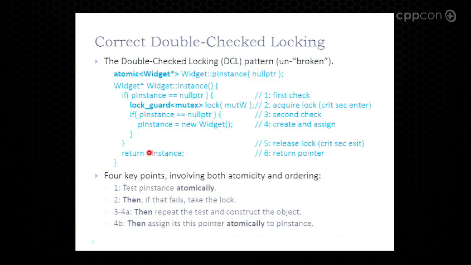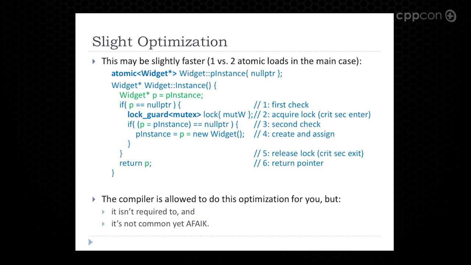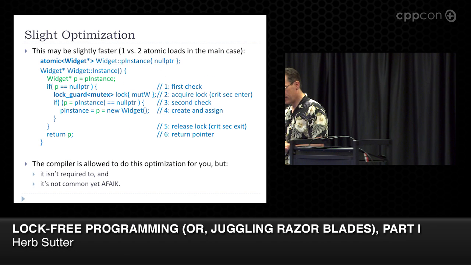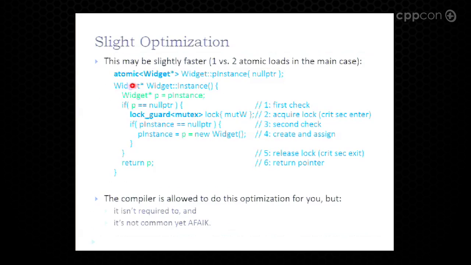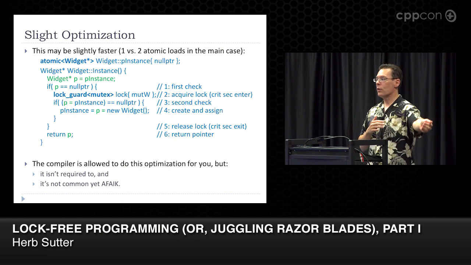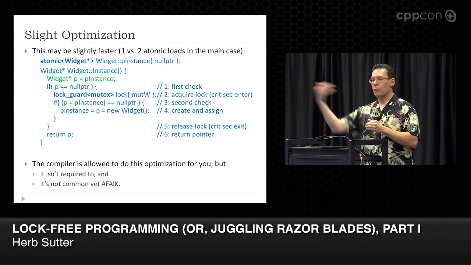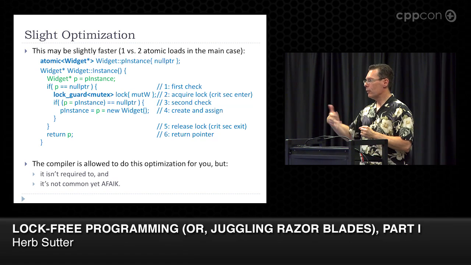So here is correct double-checked locking. This is if you write it by hand. So moving on, here is a slight optimization. This may be slightly faster, as Stefan noted. You can have a local variable, so you only read once, this is called the Stefan optimization. You read once, then you use that temporary variable twice. This saves you a whole whopping atomic read. By the way, in case you're wondering how expensive these things are, atomic stores can have significant overhead. Atomic loads, reads, are very little to no overhead.